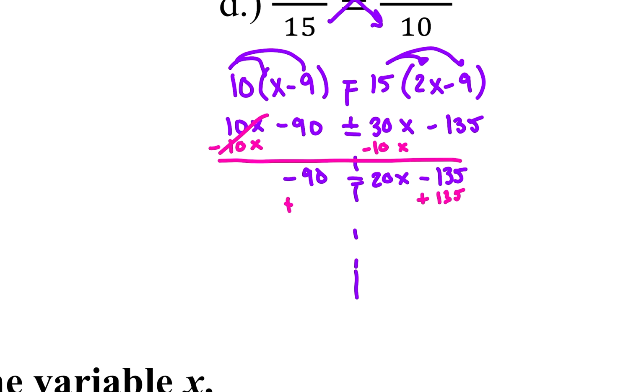So I'm going to move the 135 away from the x. We got to keep x alone. So add 135 to both sides. That cancels. That's going to give me positive 45 equals 20x.